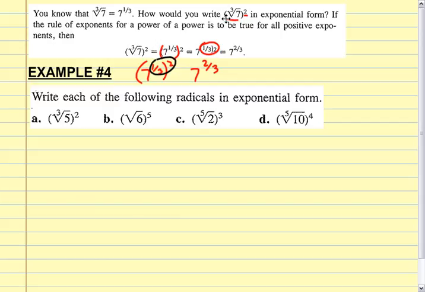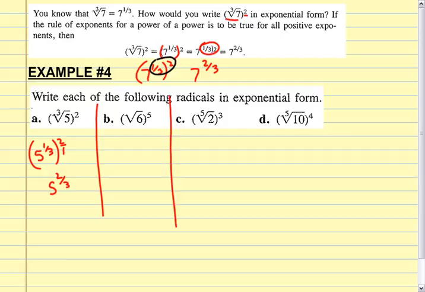So for example number 4, it says write each of the following radicals in exponential form. I'm going to do this in 2 stages just so you'll see what I'm doing here. For A, this is 5 to the 1/3 squared. You see both of these exponents are separated by parentheses, so all I do is multiply them, and I get 5 to the 2/3. In B, this is going to be the same as 6 to the 1/2 to the 5th. So I'm going to multiply the exponents and I get 6 to the 5/2.